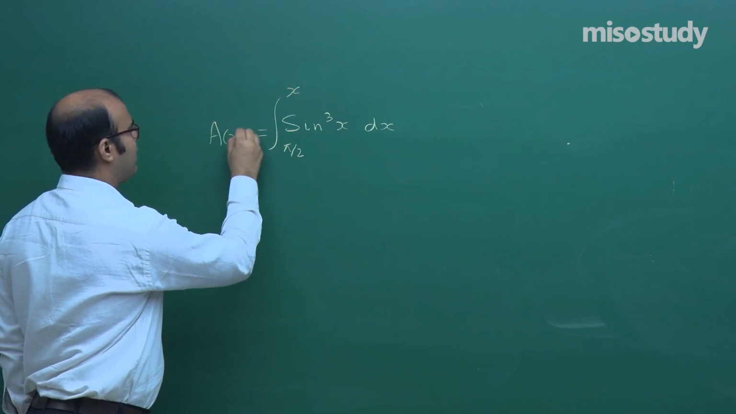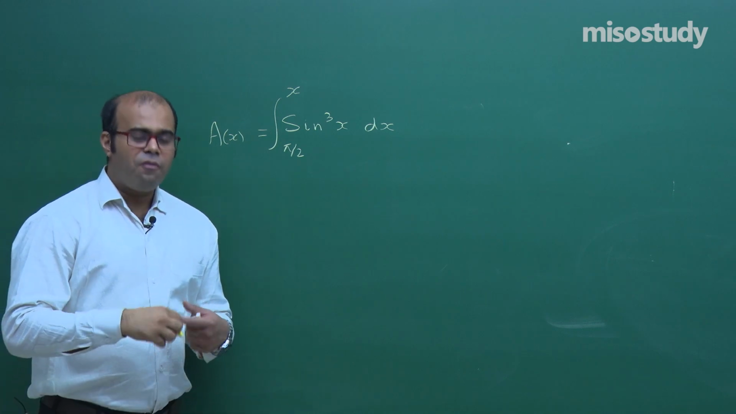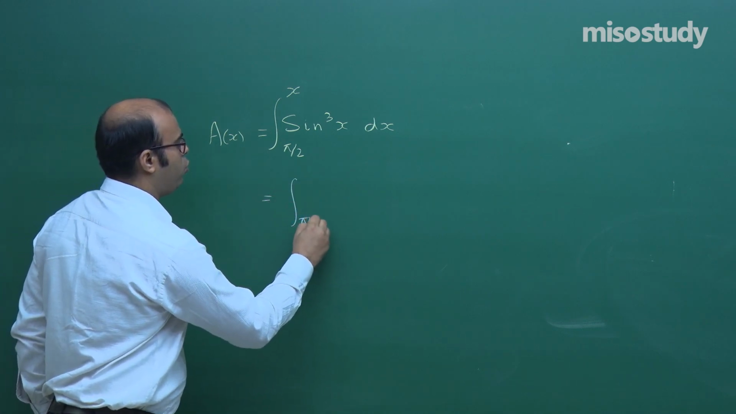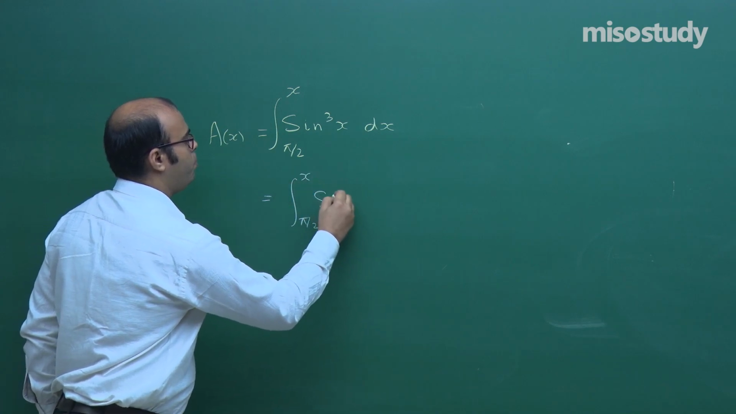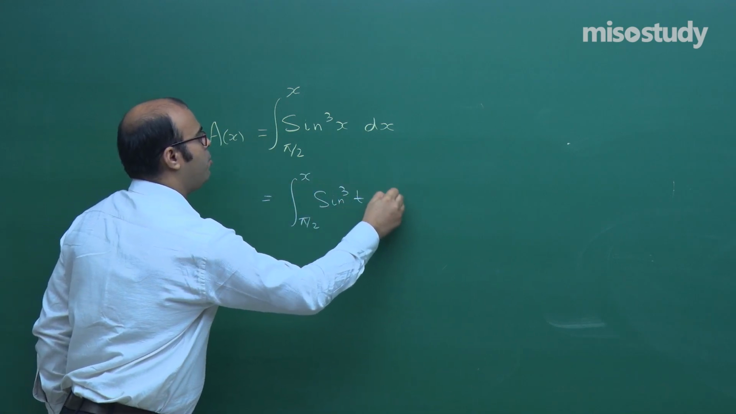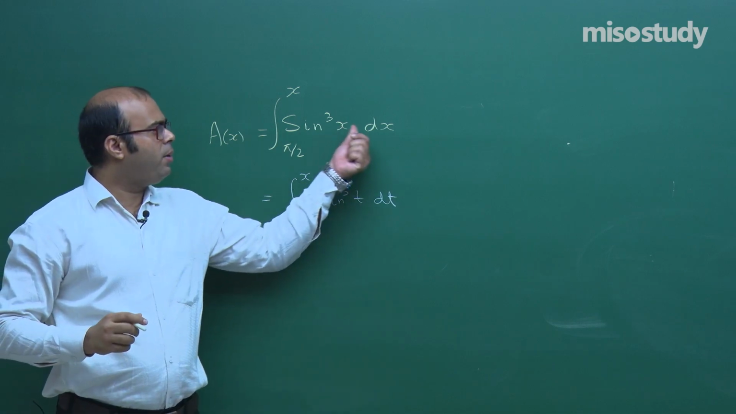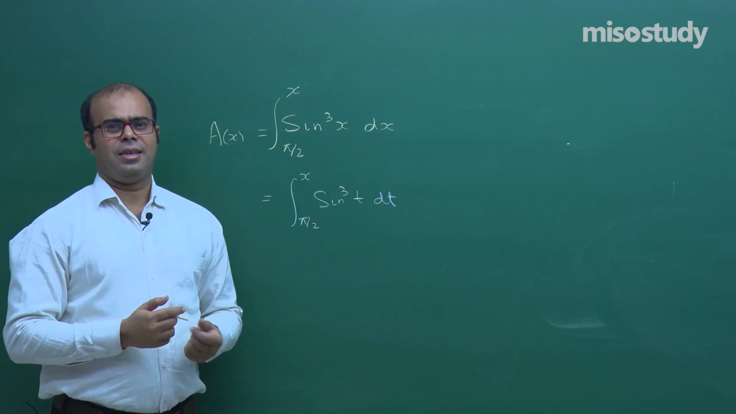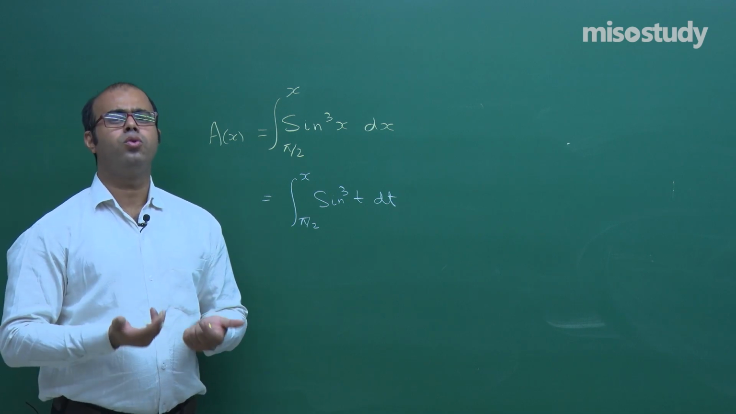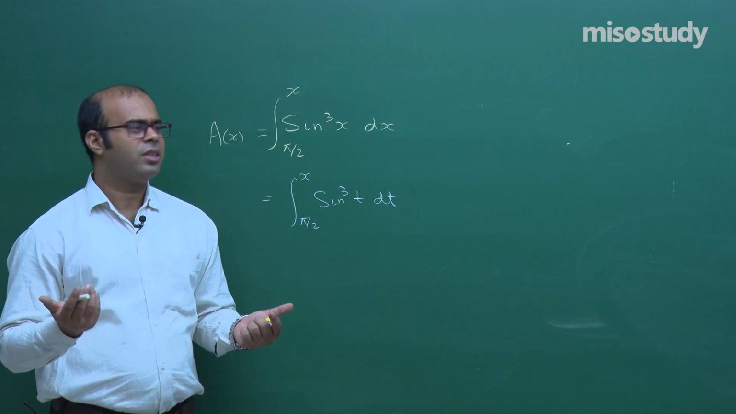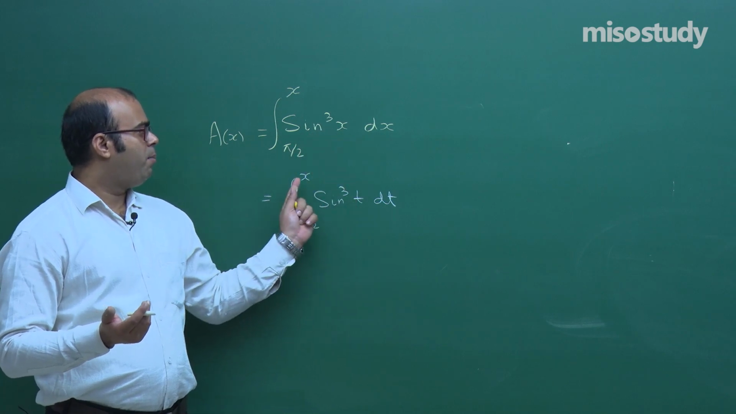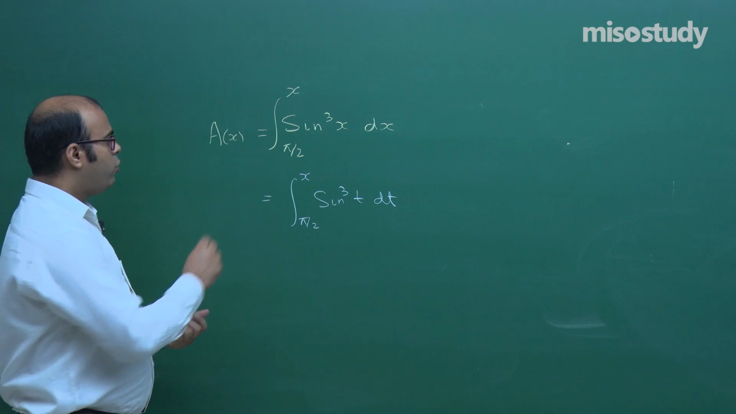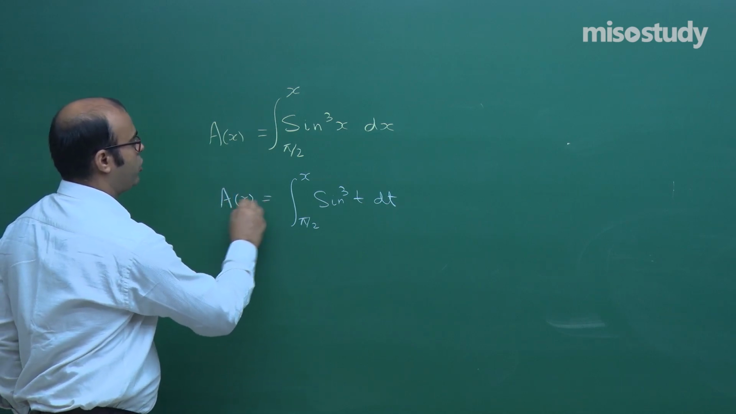If in case it is written like this, to avoid confusion you can write it on your own like this, pi by 2 to x sine cube t dt, because this variable of integration can be anything. It can be x, it can be t, it can be u, z, as we studied in previous lectures. So you can replace it here, but this limit you cannot change. So you write it like this, even if it is given in the question like this.